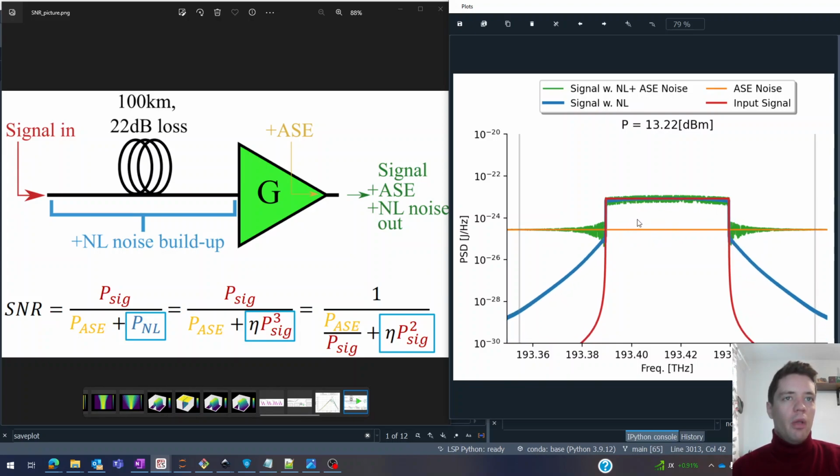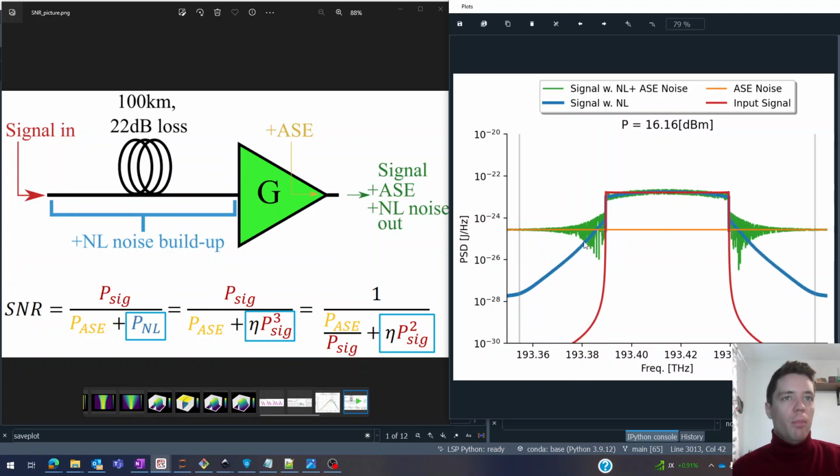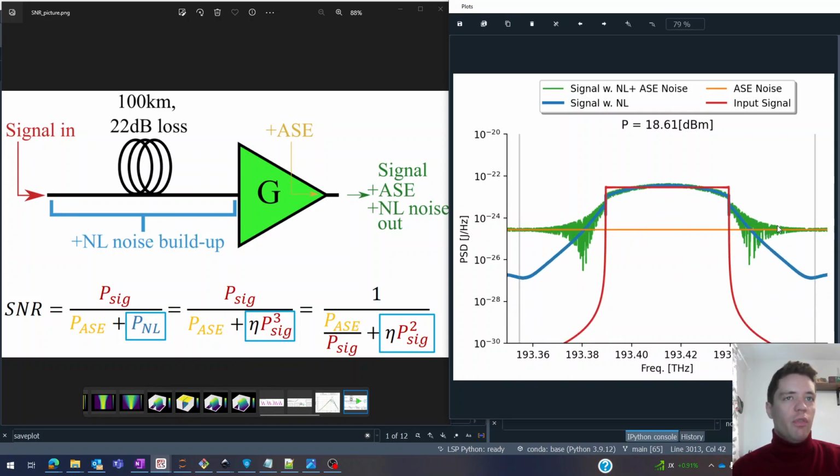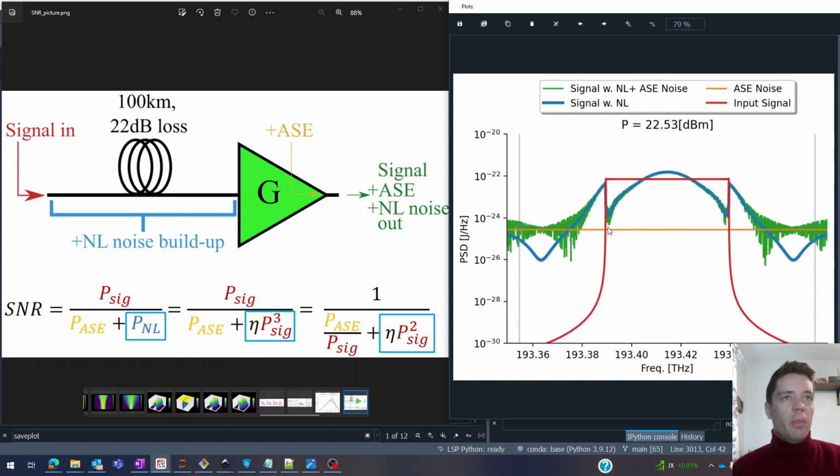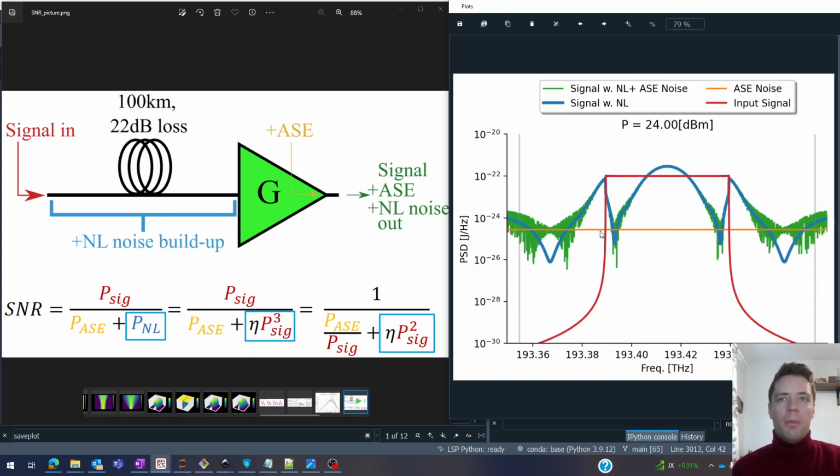But at some point, the nonlinear noise, represented here by these blue skirts, will begin to become more important than the additive noise of the amplifier. So right here it is clearly more significant. And if we increase the power a bit more, it becomes completely dominant.